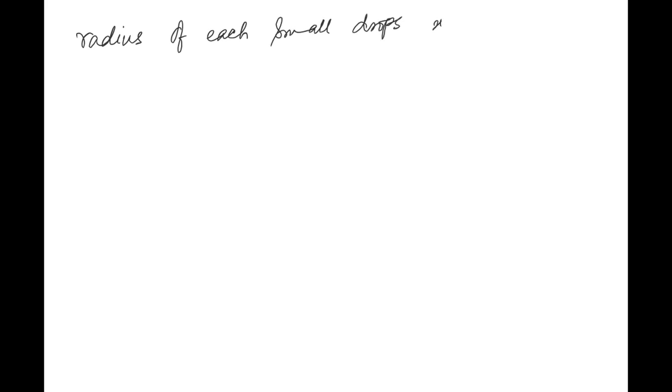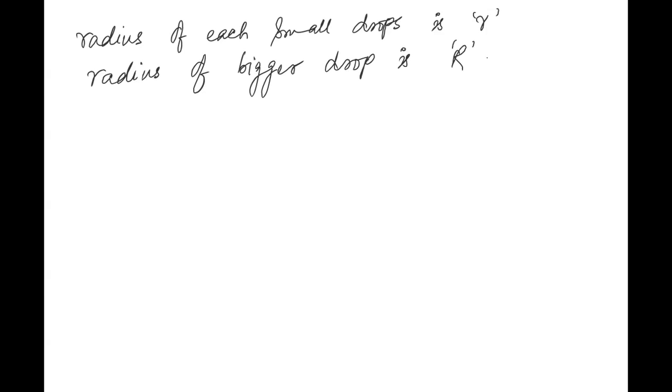drops is r. मैंने सारे स्मॉल ड्रॉप्स का जो रेडियस मान लिया, रेडियस ऑफ ईच स्मॉल ड्रॉप को मैंने मान लिया स्मॉल r. अब मुझे एक बात बताओ कि व्हेन दीज स्मॉल ड्रॉप्स विल कंबाइन टू फॉर्म अ बिगर ड्रॉप, ठीक है, तो उस बिगर ड्रॉप का भी कुछ रेडियस होगा. मान लो रेडियस ऑफ बिगर ड्रॉप इज कैपिटल R. Can any one of you tell me what will be the relation between a small r and capital R? How can we find this relation?